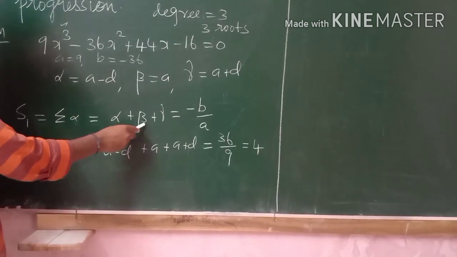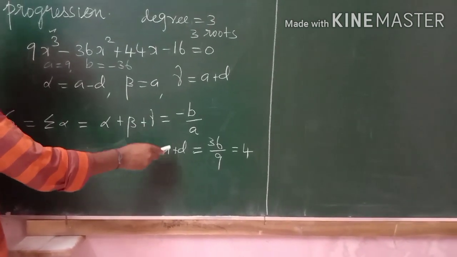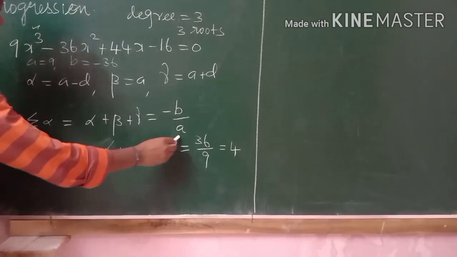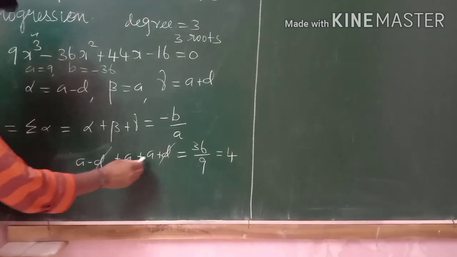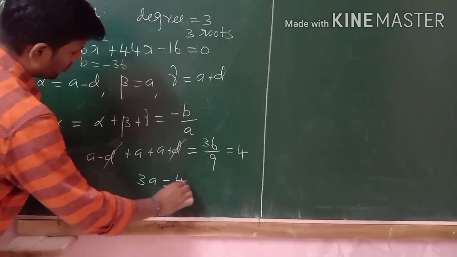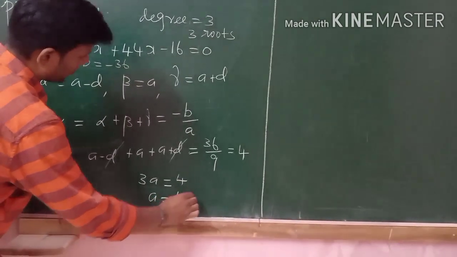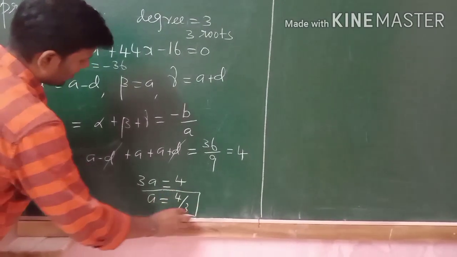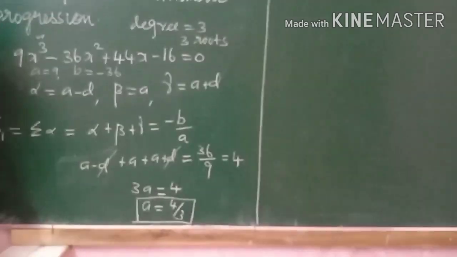Now similarly, alpha is what? a minus d. Beta is what? a. Gamma is what? a plus d. Minus d plus d cancel. Then a plus a plus a is 3a. So 3a is equal to 4. So a is equal to 4 by 3. So one root out of the three roots that we found is 4 by 3.